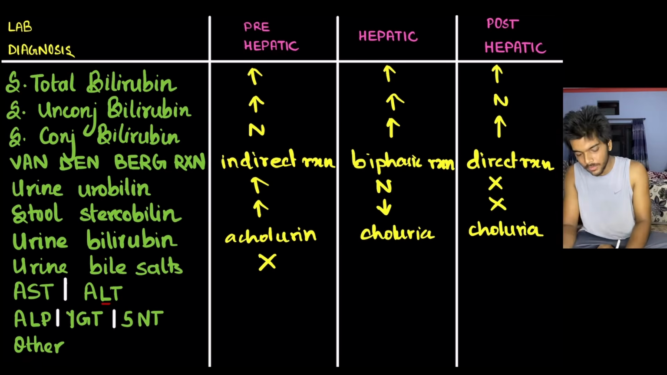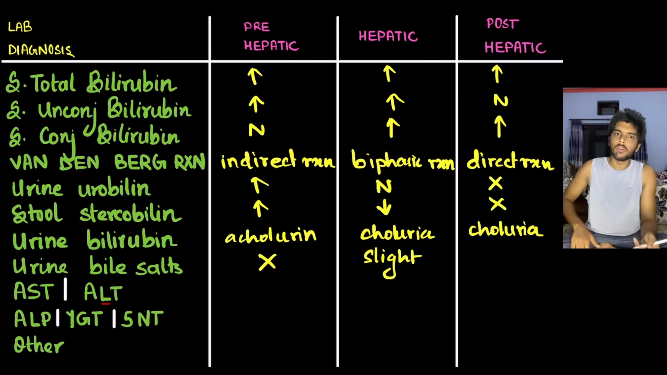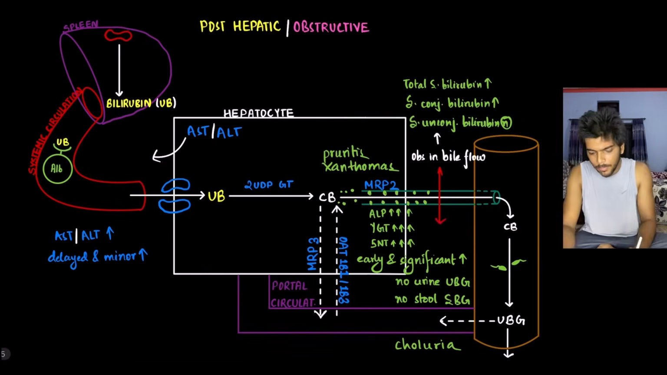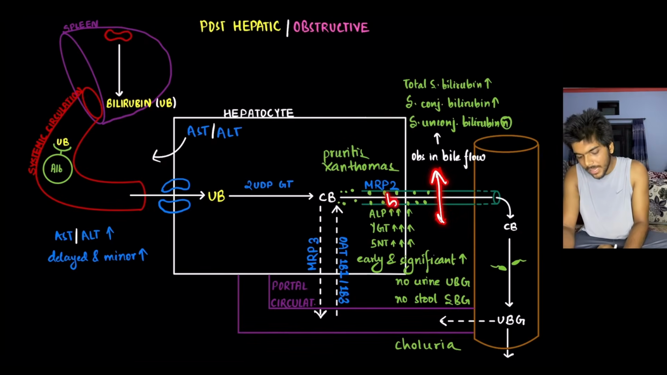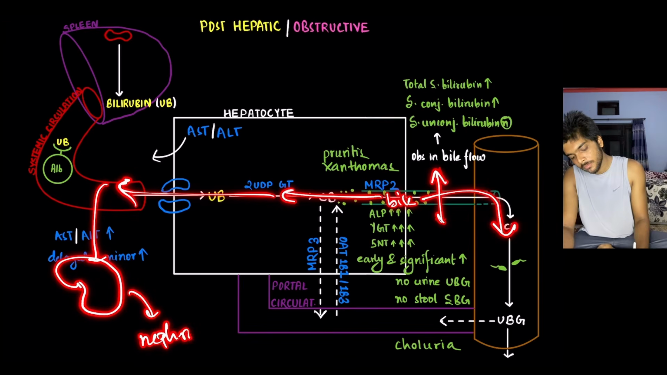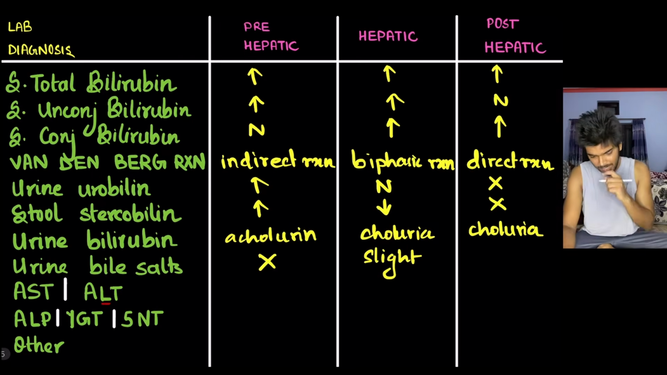Similarly in hepatic as well, slight amount of urine bile salt. Why? Because in hepatic jaundice, along with loss of function of the cell, there is also swelling of the cell, resulting in compression of the bile canaliculi. So there is certain level of obstruction taking place. When there is obstruction, the bile salt will not enter the duodenum. It will be pushed back into the circulation. From the circulation, it can reach the kidney, from the kidney into the nephron. So slight level of bile salt is seen.